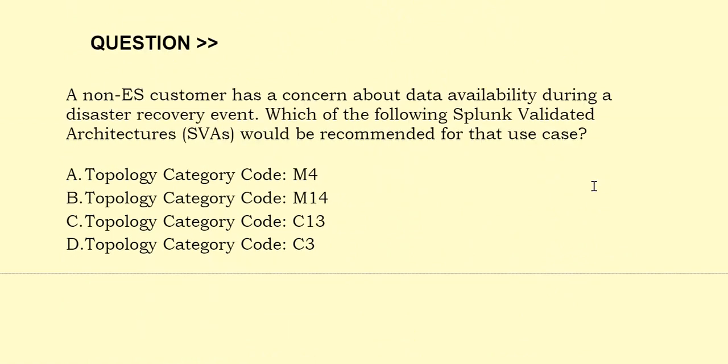Our next question is, a non-ES customer has a concern about data validity during a disaster recovery event. Which of the following Splunk Validated Architectures (SVAs) should be recommended for that use case? Option A, topology category code M4. Option B, topology category code M14. Option C, topology category code C13. Option D, topology category code C3. The correct answer is option B.